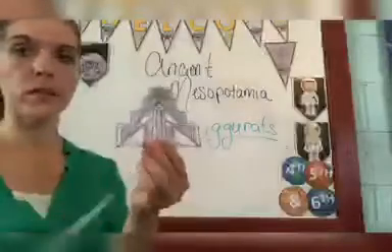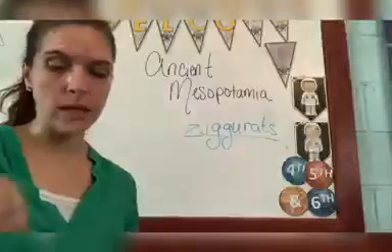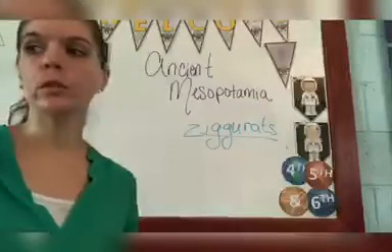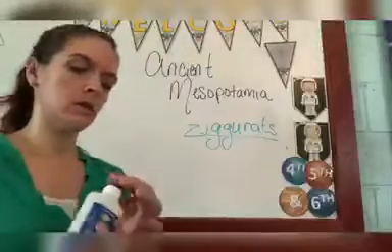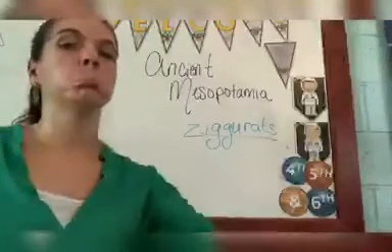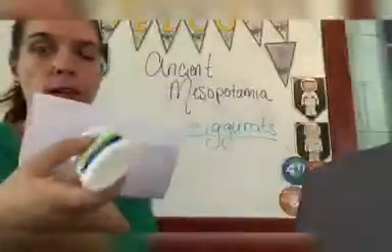Okay, there you go. Cut your ziggurat. Now, put that down. Get out your glue. I have my glue. Do you have your glue? I don't have a lot of glue. That's okay. If you have a glue stick, even better. Okay, then you're gonna put glue on the back of this right here and on this side right here.